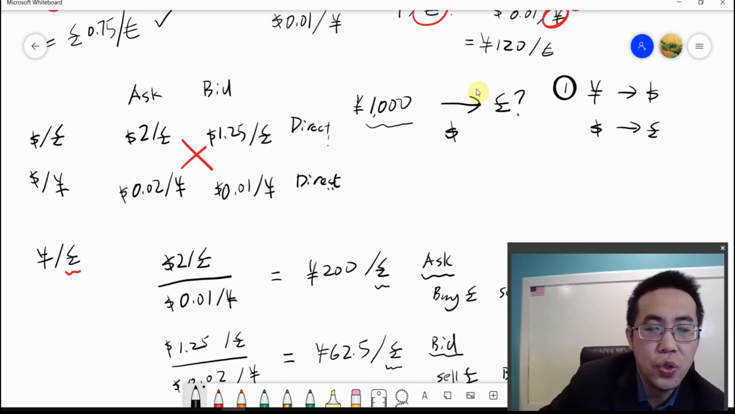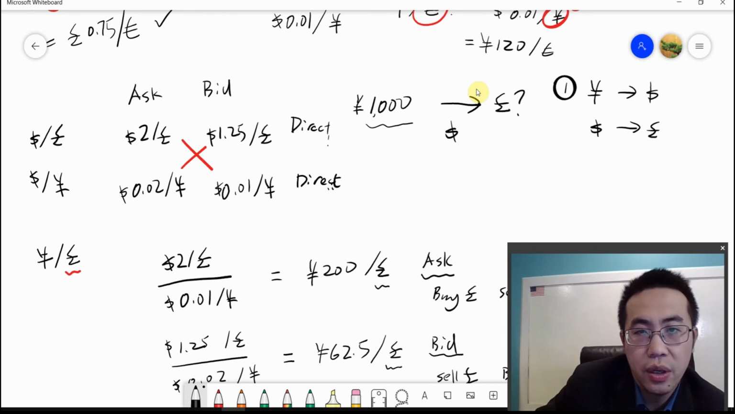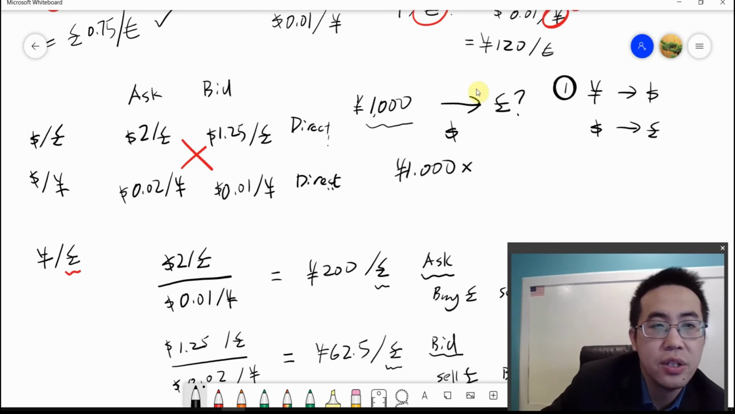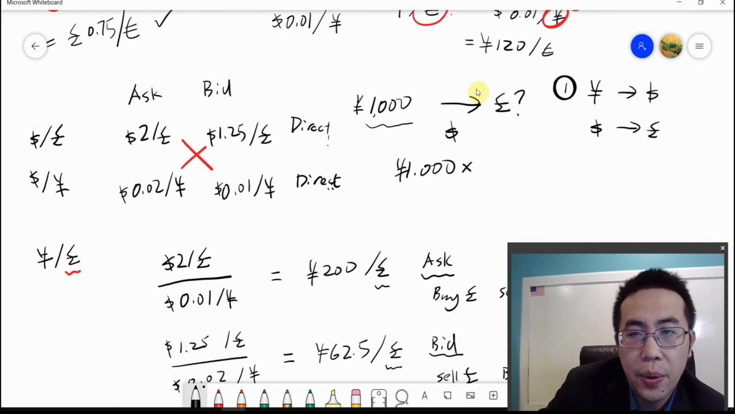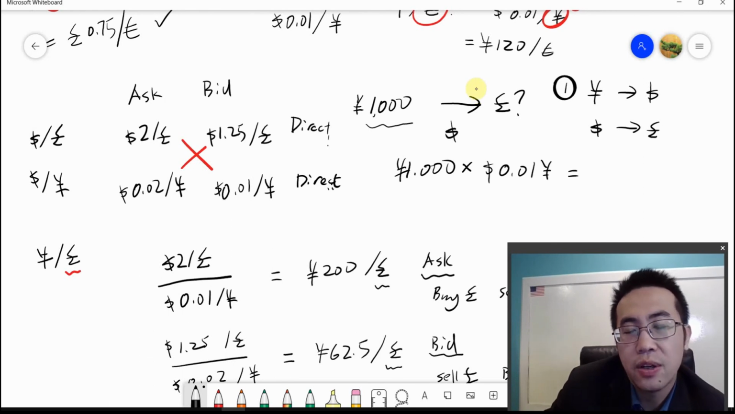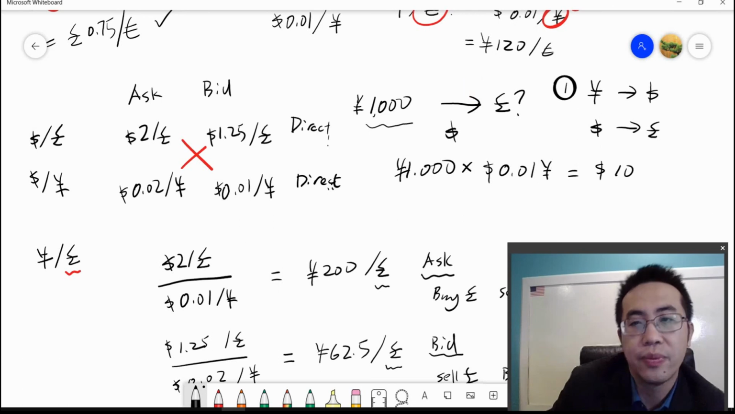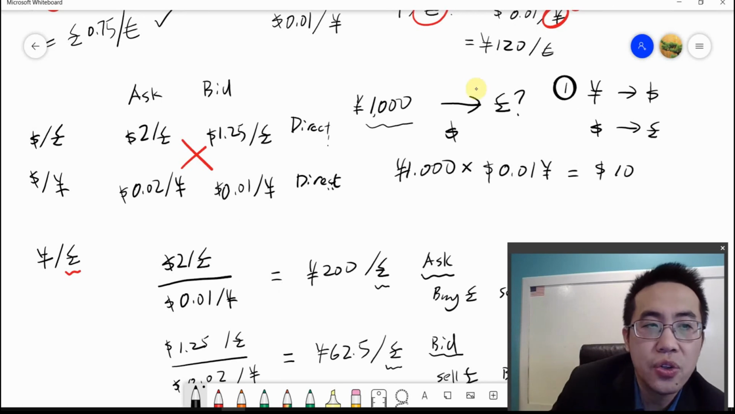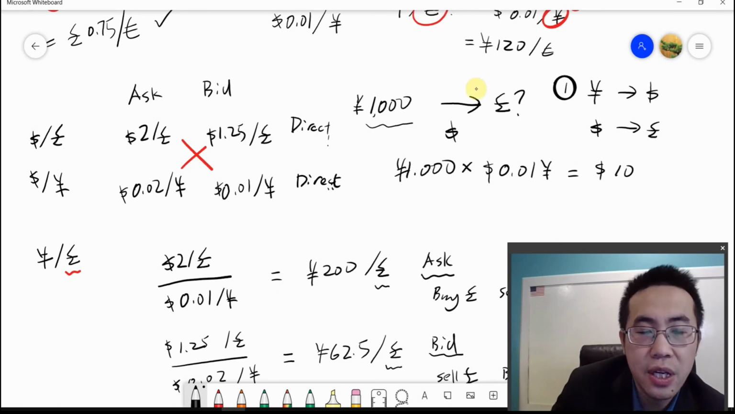Then you should sell. So when you sell, you multiply the bid. So this is a bid, $0.01 per yen, and this is going to give you 10 US dollars.